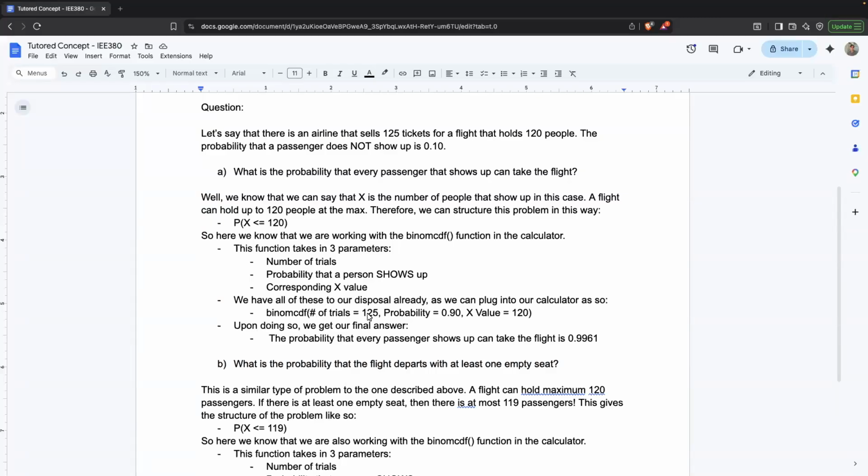We have the number of trials, which is 125 tickets sold. The probability that a passenger shows up is 90%, as the probability that a passenger does not show up is 10%. And the corresponding X value, or the upper bound, is 120, since we can hold up to 120 people. Whenever we plug that into our calculator, we get a final answer of 0.9961, or just over 99% that every passenger that shows up can take the flight.